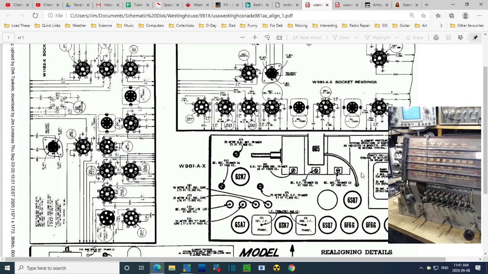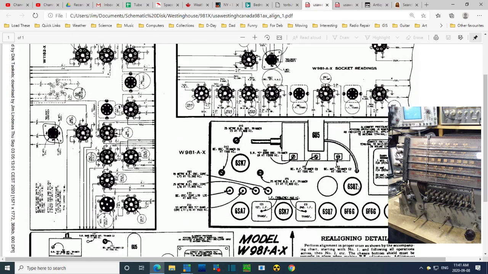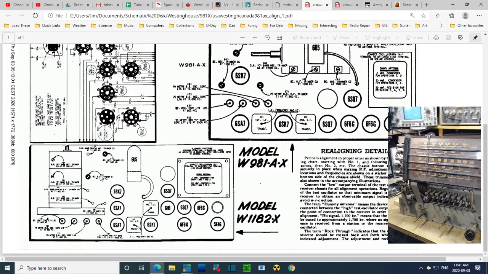Now here's all the different alignment things that have to go on. Here's the details of the dummy antenna. Different for different bands. Wow. Okay. But what are we really trying to find out here? I'm trying to find out, you know what I'm trying to find out? The type of bulb. Light bulb.